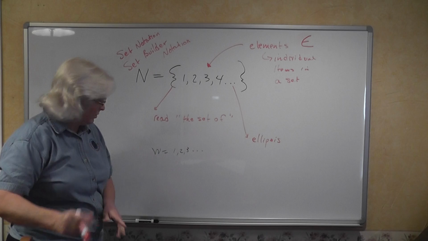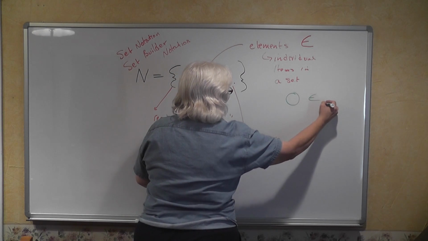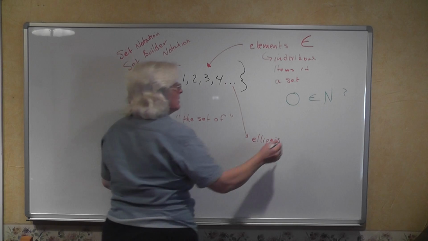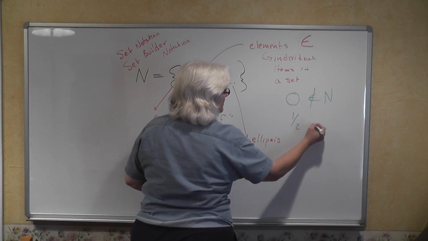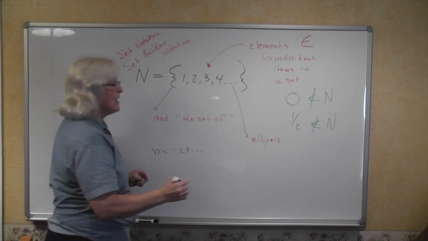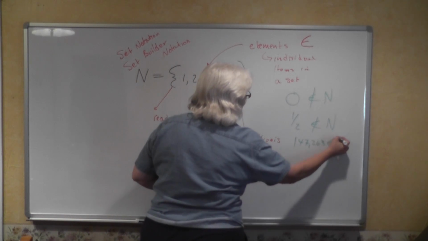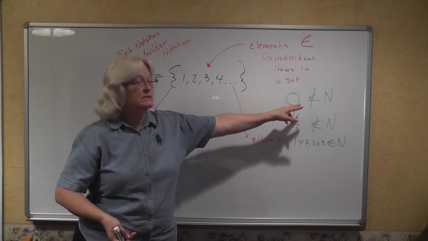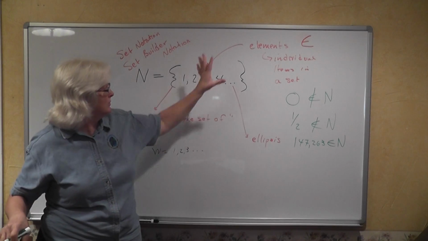2 would be an element. What about 0? Is 0 an element of the natural numbers? No, it's not. So we would say that 0 is not an element of the natural numbers. 1/2 is not an element of the natural numbers. But you see this pattern here, so 147,263 is an element of the natural numbers. And you notice I'm very specific to say, is an element of, is not an element of. And that's what this symbol indicates when we are using set builder notation.